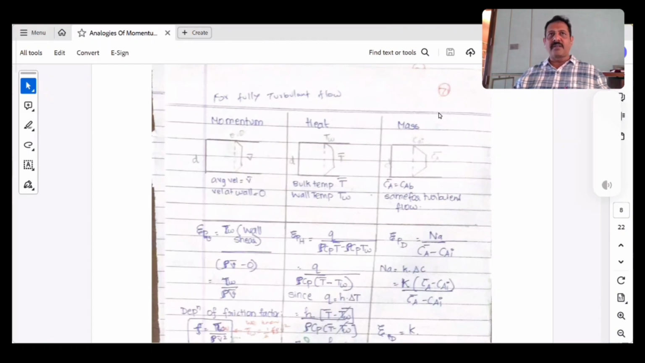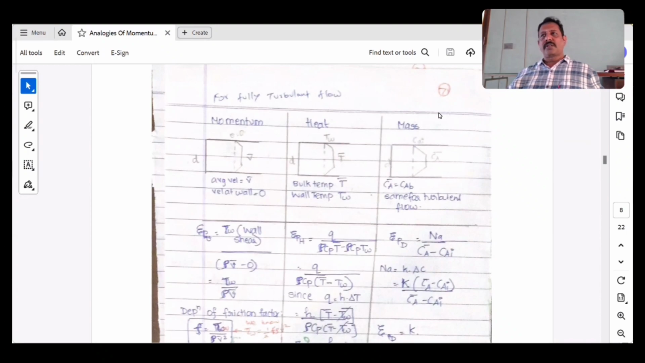It's nothing but flux divided by driving force. So flux for momentum transfer is shear stress or momentum flux, that is tau, flux for heat transfer is q, and flux for mass transfer is Na. And driving force for momentum transfer is the momentum concentration at the bulk minus momentum concentration at the wall. Momentum concentration at the bulk is rho into V. We saw this in the first class, right?